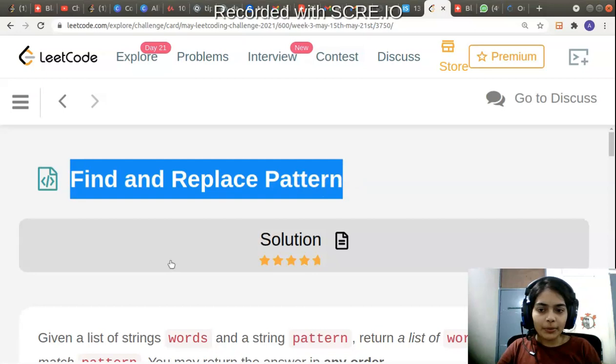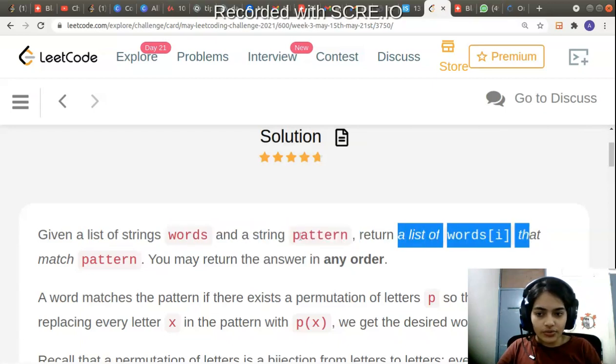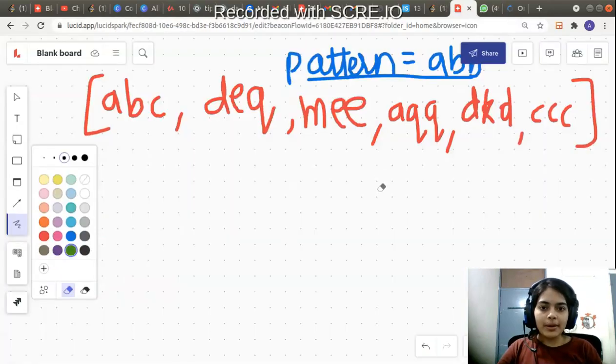Today we are going to solve the problem find and replace pattern. So you are given a list of string words and you are given a string pattern. You have to return a list of words that are going to match the pattern. So let's try to understand what they mean by matching.